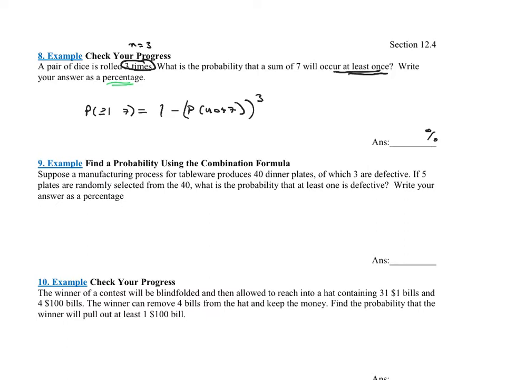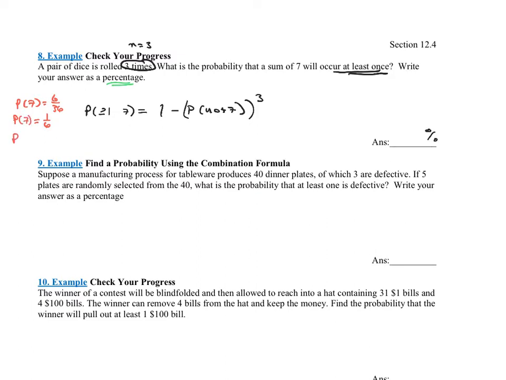Okay, let's think about this. What's the probability of getting a 7? We'll go ahead and look at that chart that we generated earlier with all 36 possibilities, and it seems to me that the probability of getting a 7 is 6 of the 36. I'm going to go ahead and simplify that to be 1/6. So the probability of getting a 7 is 1/6.